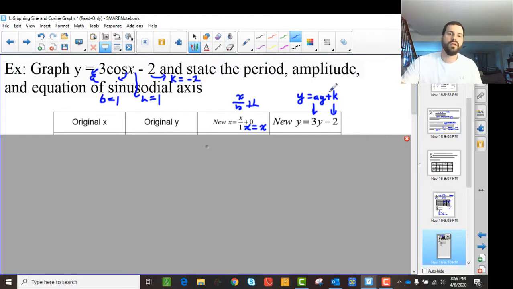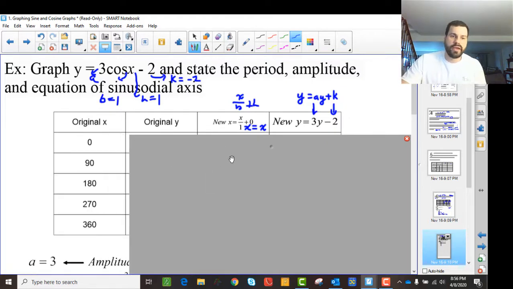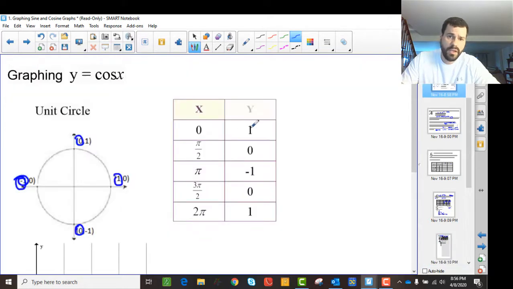Okay? Now, our original x's aren't going to change. They're always the same for sine and for cosine. So that's easy. You're just using the quadrant angles. So 0, 90, 180, 270, 360. The original y values are going to come from cosine. So cosine starts at 1. If you jump back and look, it starts at 1, and then it goes to 0, then to minus 1, then to 0, and then to 1.